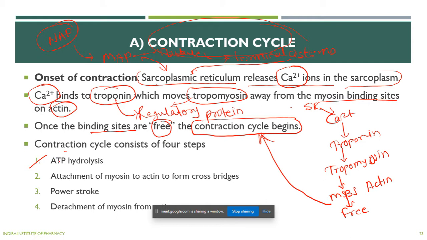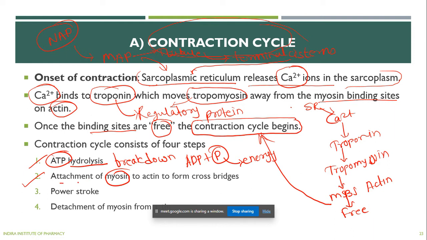There are four steps of the contraction cycle. The first step is ATP hydrolysis. Hydrolysis means breakdown. So ATP is adenosine triphosphate, and one phosphate will be removed from the molecule, so it will become ADP plus phosphate. This phosphate provides the energy. To whom does it provide the energy? To the myosin.